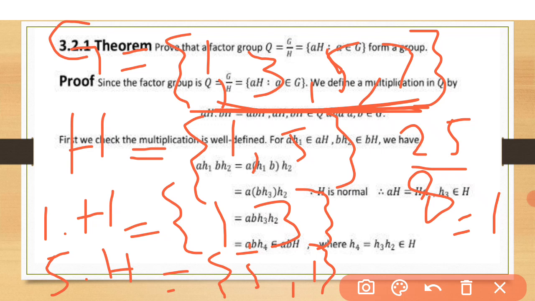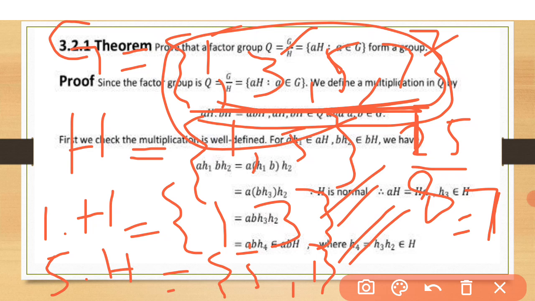When we multiply these two left cosets, this and this, so 1 multiply 5 is 5, 1 multiply 1 is 1, 3 multiply 5 is 15. 15 means when we divide 15 by 8, it gives us 7. So we know that 7 also belongs to G. And 3 multiplied by 1 gives us 3. And 1 multiplied by 1 gives us 1. So it means that it makes another left coset of H in G.